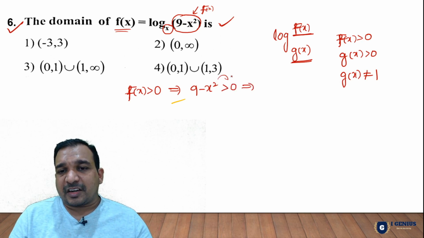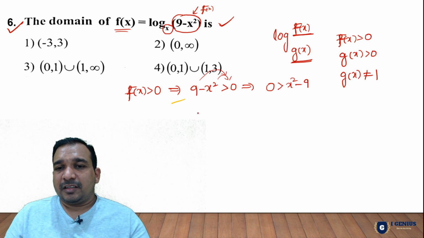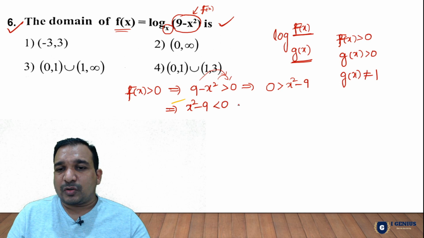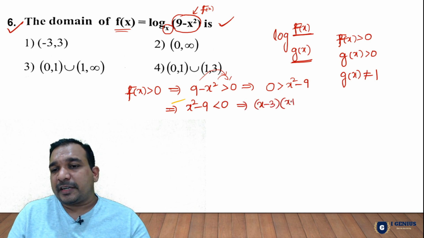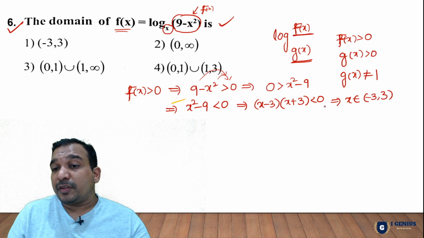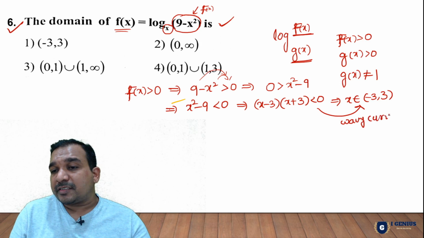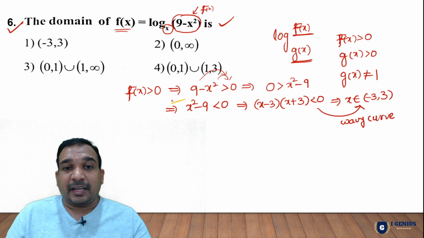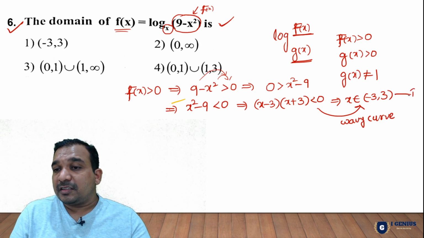Now bring this x square to the right side and 9 to the right side. Then what do you get? 0 greater than x square minus 9. So we can rewrite this as x square minus 9 less than 0. This is x minus 3 into x plus 3 less than 0. From here x belongs to minus 3 comma 3. How did I get this answer? By the wavy curve method. So I am able to write the answer directly. This is the first answer we got.